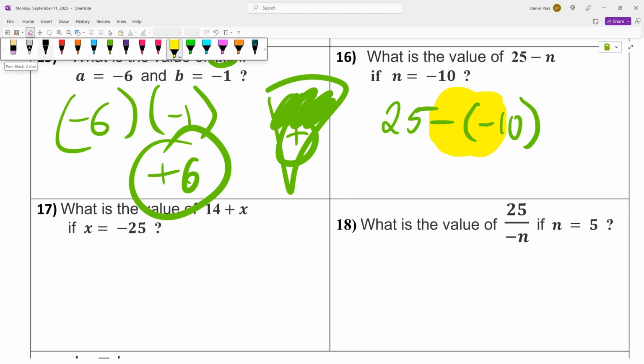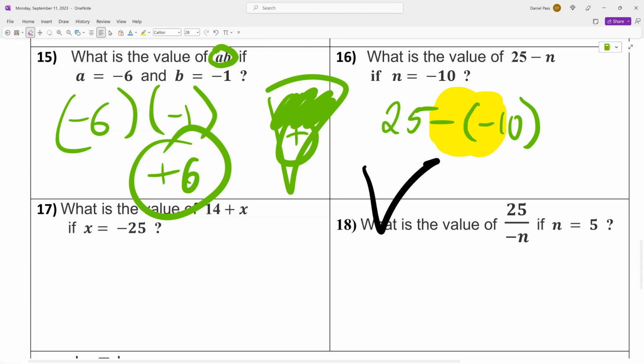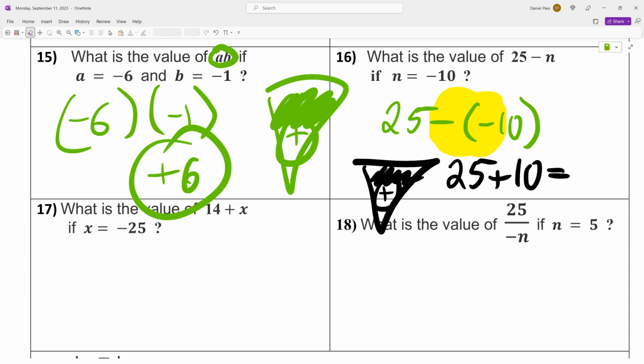And what do we do with that double sign? We use Dorito Man. We multiply. That's correct. And we get two positives, right? So 25 plus 10 equals 35. Positive 35. Yep, it's positive 35. Okay, any questions? No? Alright.